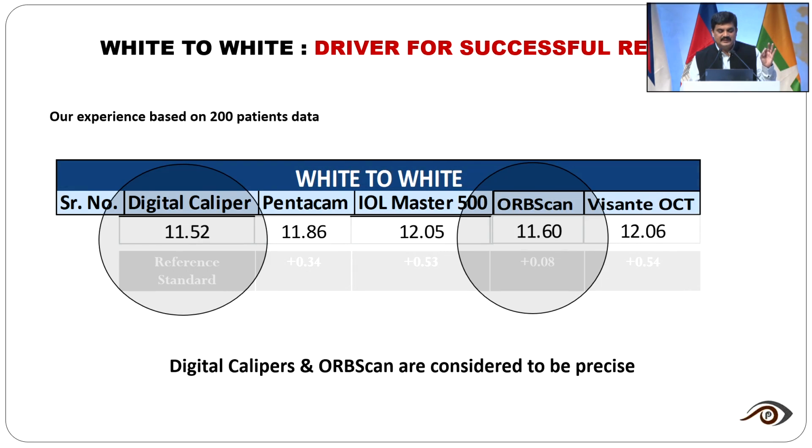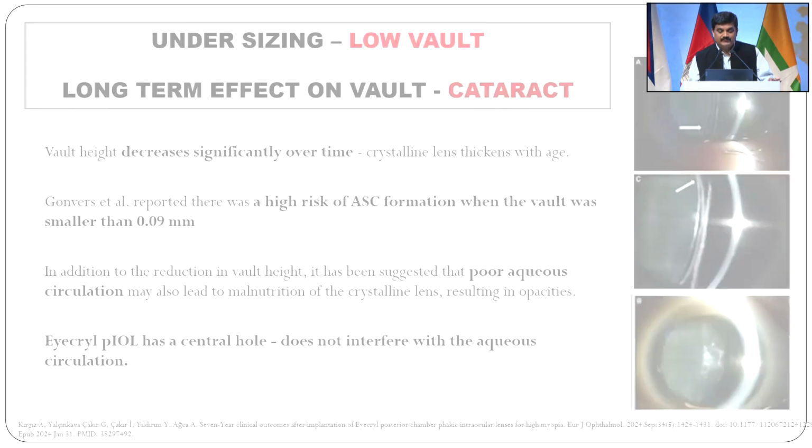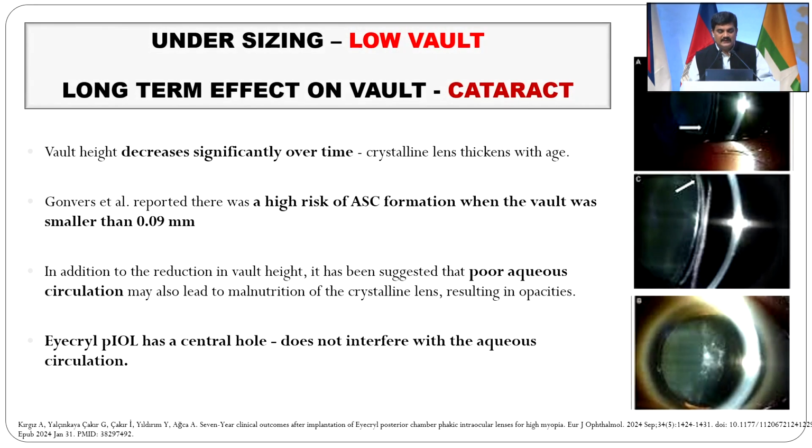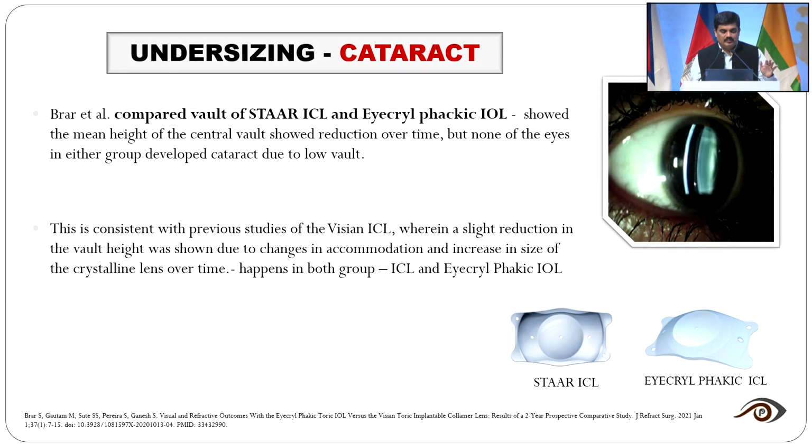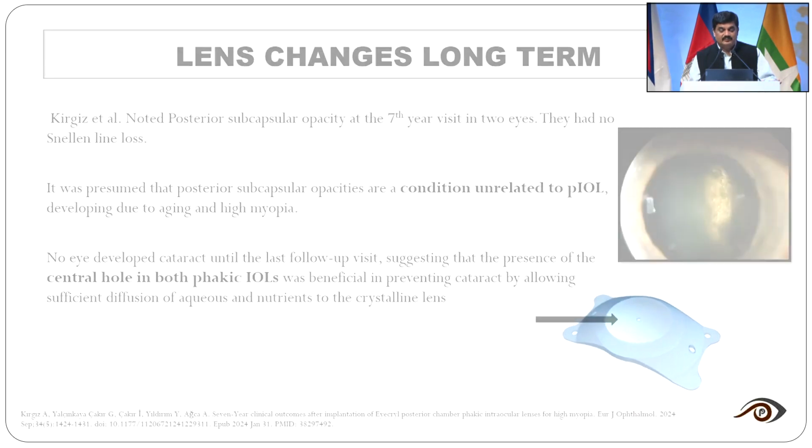If you calibrate with a digital caliper, that gives the best result in comparison with the old model of Orbscan. Undersizing causing a low vault, as I said, has a long-term effect: it can cause a cataract. We have done some work; Dr. Sheetal Brar presented a comparison of the vault of Star ICL with the ICRIL Phakic IOL. The mean height of the central vault showed reduction over time, but none of the eyes in either group developed cataract due to the low vault. So both results are comparable.